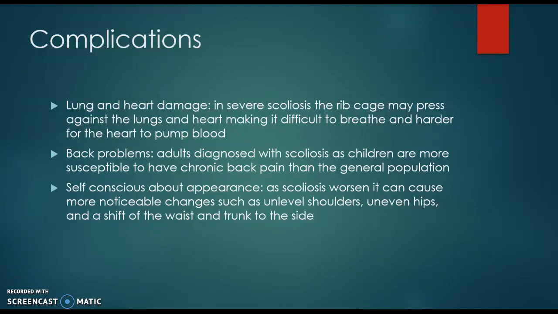Back problems. Adults diagnosed with scoliosis as children are more susceptible to have chronic back pain than the general population. And being self-conscious about appearance. As scoliosis worsens, it can cause more noticeable changes such as unlevel shoulders, uneven hips, and a shift of the waist and trunk to one side.